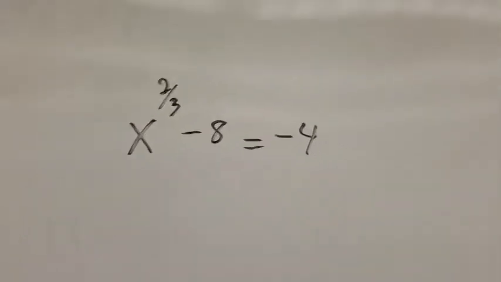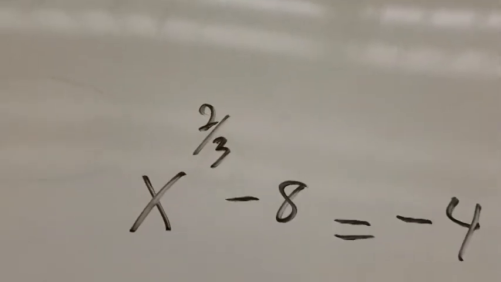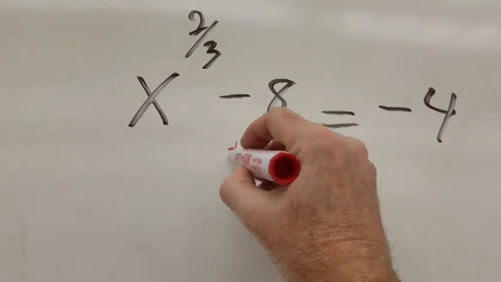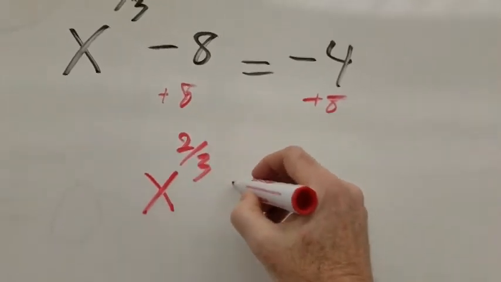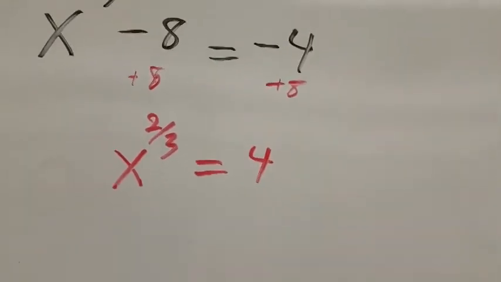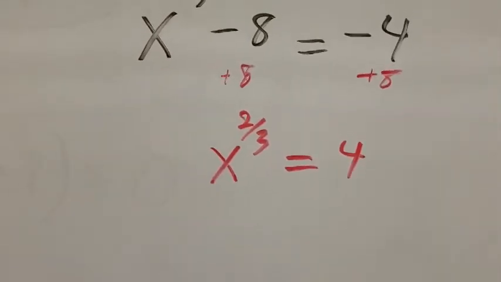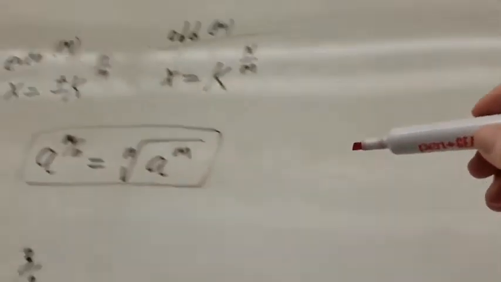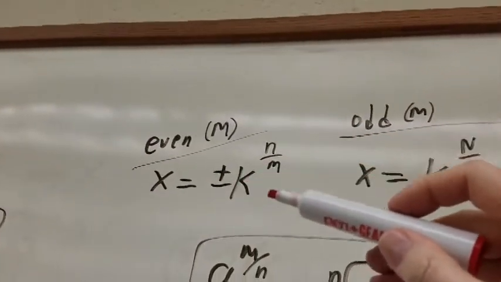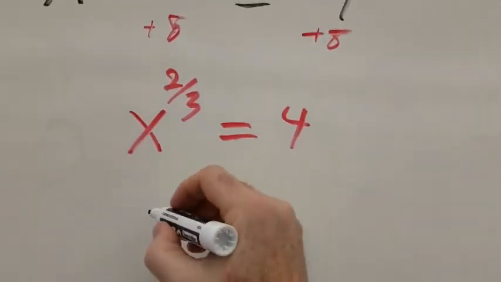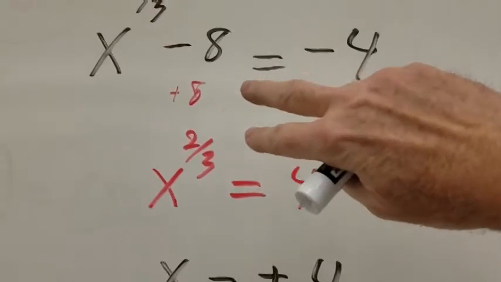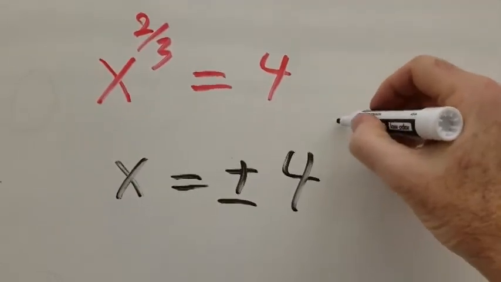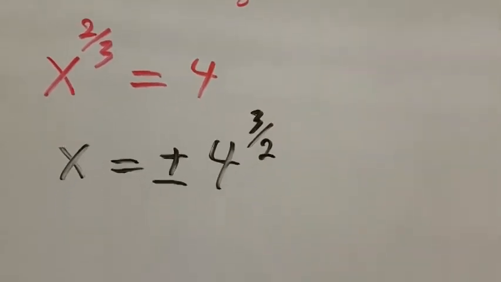And let's go to the last one here that's on your page. Okay, let's move, sorry about that, let's move the 8 to the other side by adding 8, right? So let's do that. So we got x to the 2/3 is equal to 4. So there's nothing else to do, but see, the top number now is even. So with even, put x equals plus or minus. So let's put x equals plus or minus. Let's bring down that 4, and then take these two and flip them. So put the 3 on top and the 2 down below.